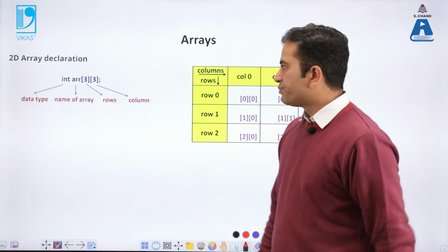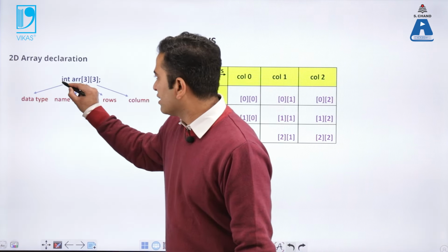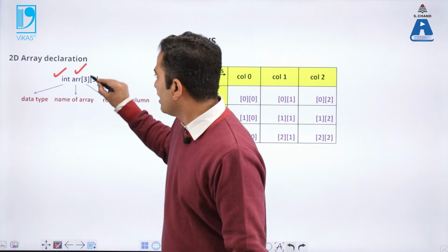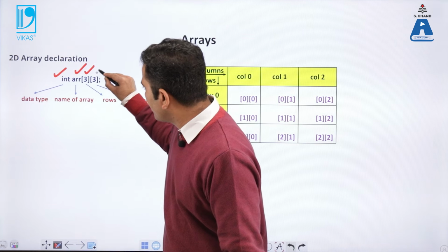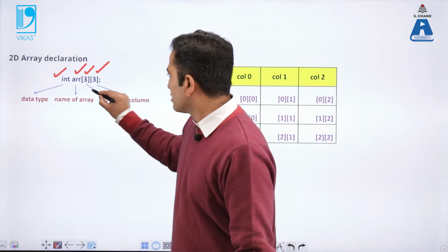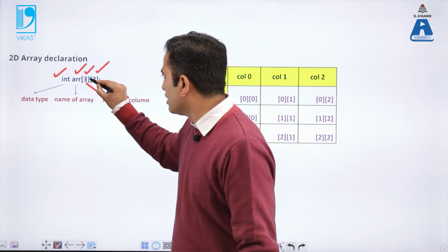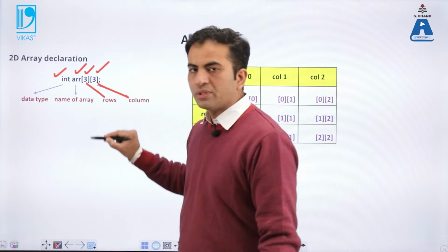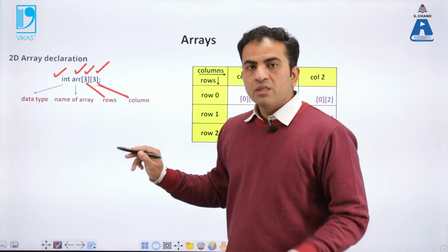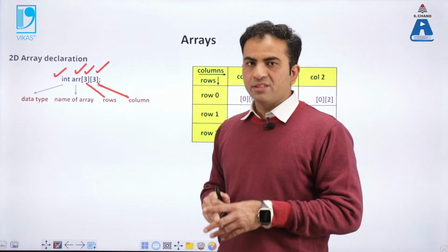Now 2D array. 2D array means two-dimensional array. So this is the declaration of a two-dimensional array: the integer data type, the name of the array, [3][3]. The meaning of this is, in a two-dimensional array, the first is for the rows and the second is for the columns. That means 3 rows are there and 3 columns are there. So my array is now a 3 by 3 matrix. That is, 9 elements we can save here.